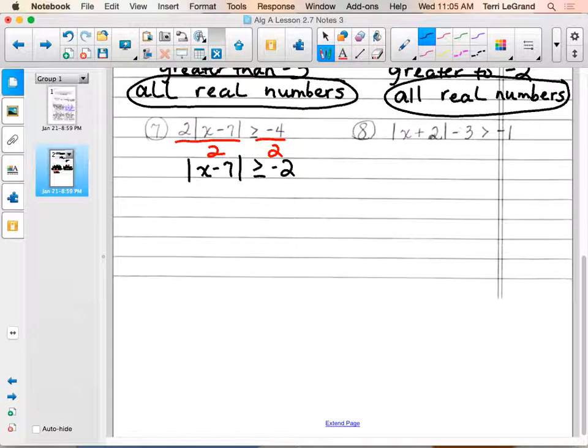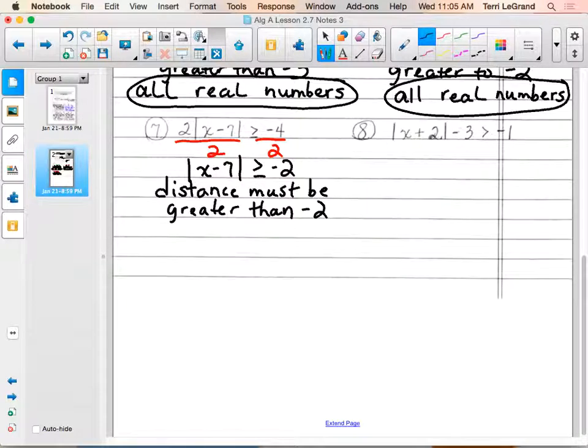Distance. Distance must be greater than -2. Remember, it can't be -2, so we're not going to worry about the equal to part. It just has to be one or the other.